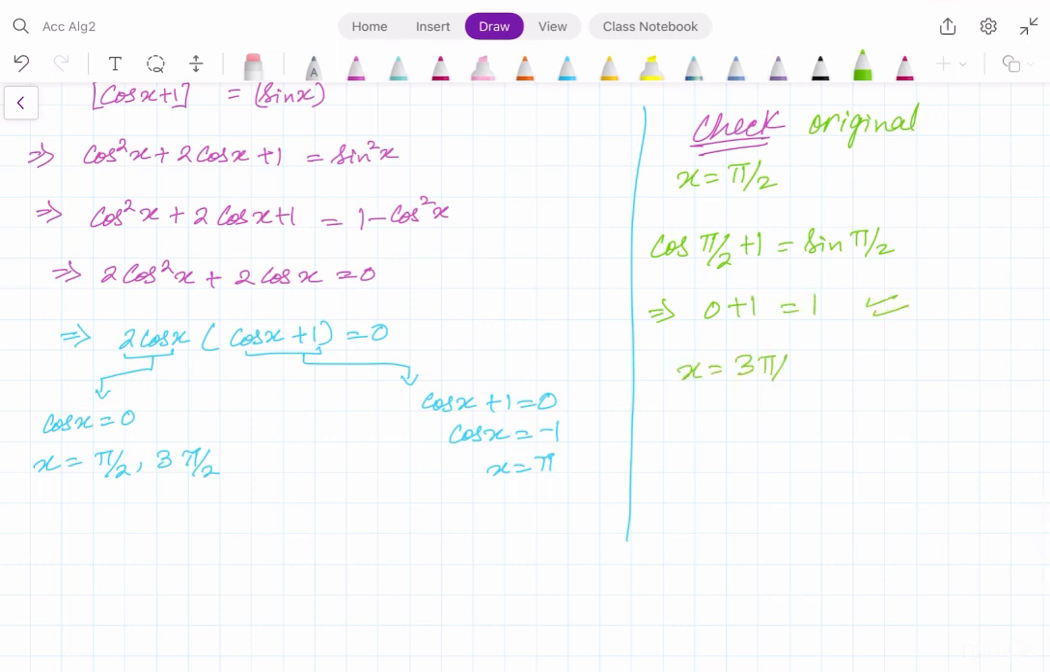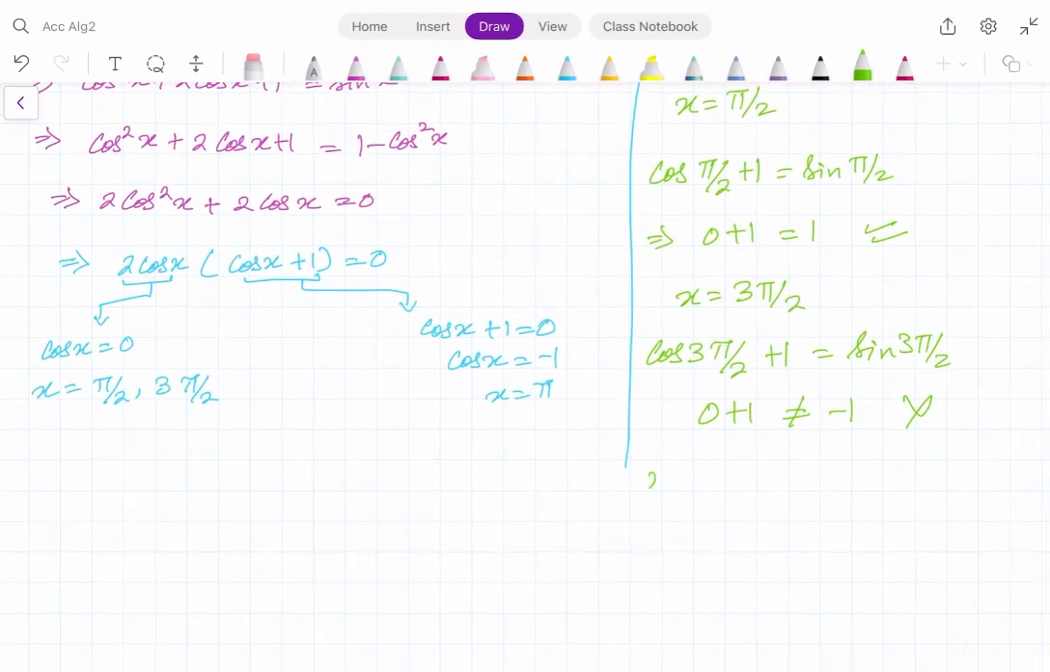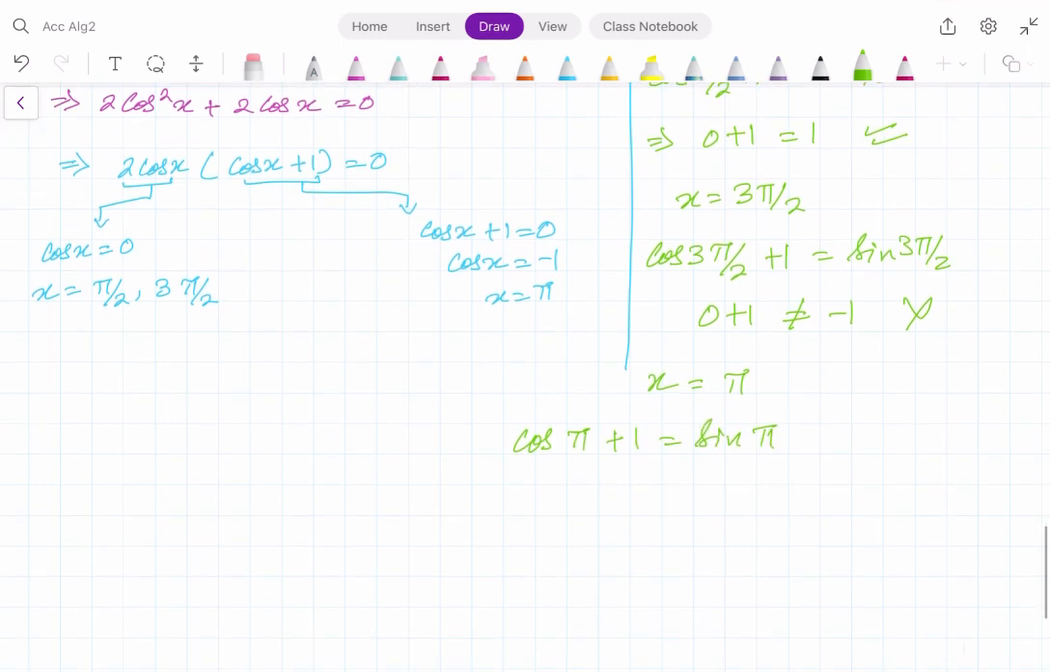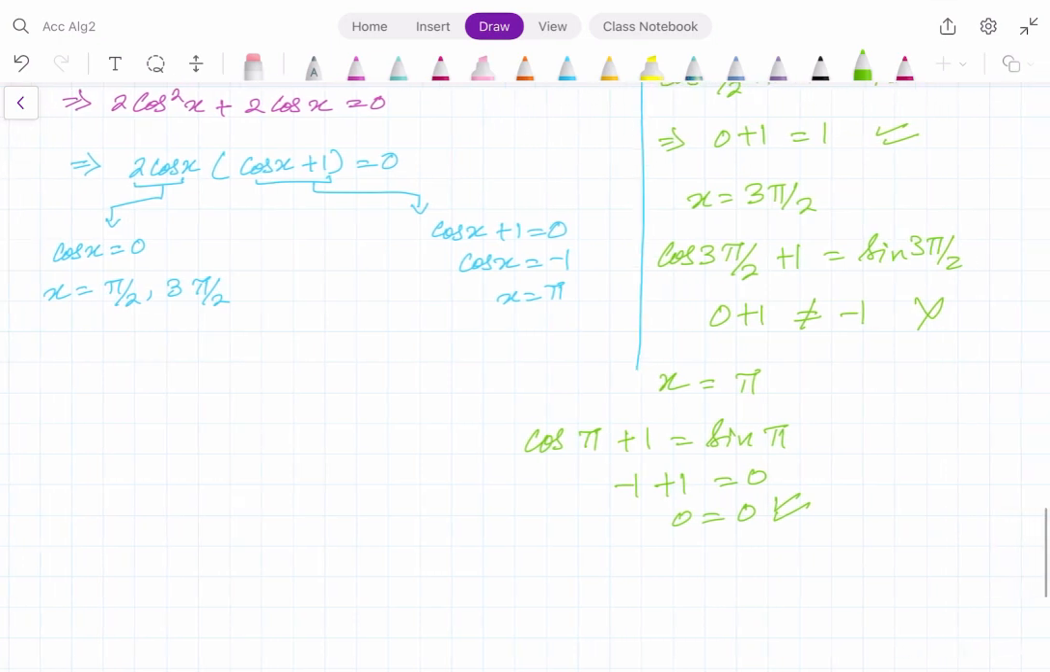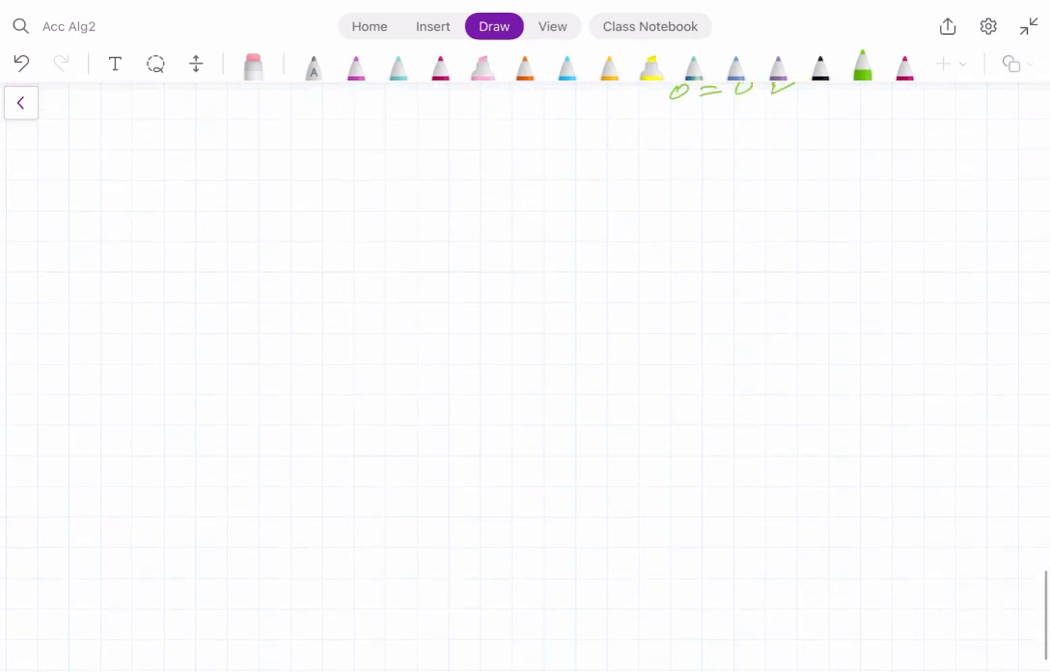It matches. We will do the same thing with x is equal to 3 pi half, and let's see what will happen. So cos of 3 pi half will give you a 0, but sin will give you a negative 1. It doesn't match. That is my extraneous solution. Now lastly, we have x is equal to pi, and if I plug it back, I will get negative 1 plus 1 is equal to 0, which is nothing but a 0. So sometimes some questions will ask you to check your answers.